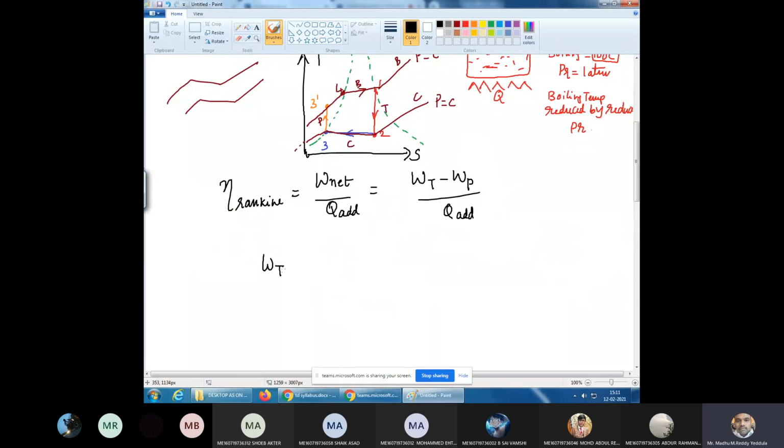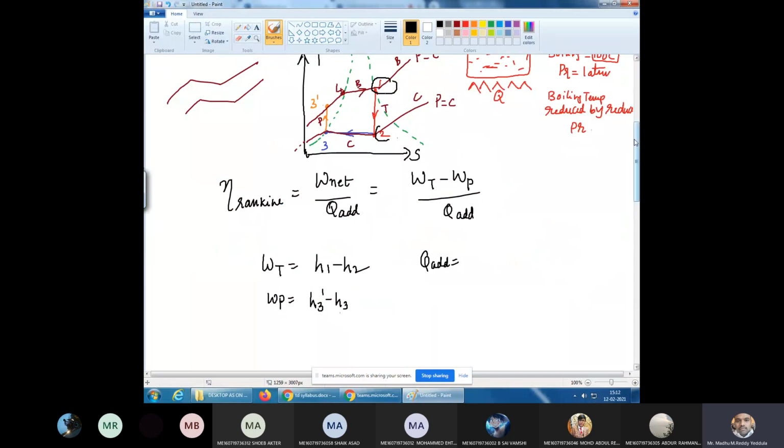What is turbine work? Turbine work is the enthalpy drop. At state 1, the steam is entering. At state 2, the steam is leaving. Therefore, turbine work I can write as H1 minus H2. And pump work: it is entering at 3 and leaving at 3 dash, but the leaving enthalpy is more than the entering enthalpy. Therefore, H3 dash minus H3 is the pump work. Then heat addition. So where are we adding heat?